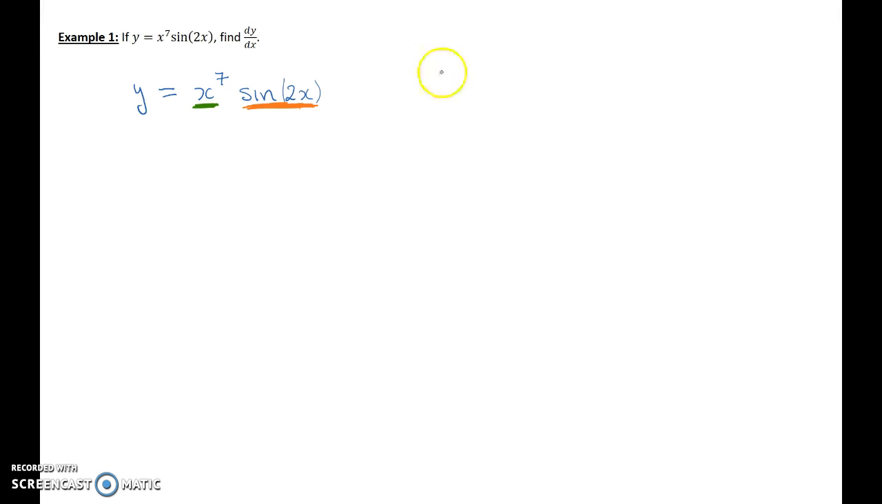Okay, so what we're going to do, we're going to say that the first factor here, we'll call it u, and the other factor we'll call it v. So u will be x to the 7, v is sine of 2x. Now please don't try and split sine 2x up and make u sine and v 2x. That's not how this works. You cannot split sine, cosine, tan, etc. You can't split those up. Same as log. You can't take the word log as being something. It has no meaning without the argument that follows it.